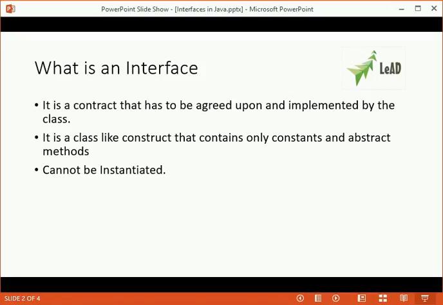The construct of an interface looks similar to a class construct, but it contains only abstract methods and constants. An important thing to know is that an interface cannot be instantiated. Basically, it can only be implemented by a class.